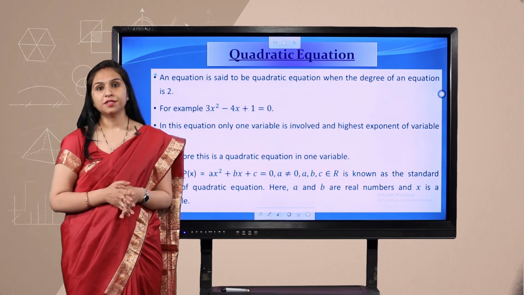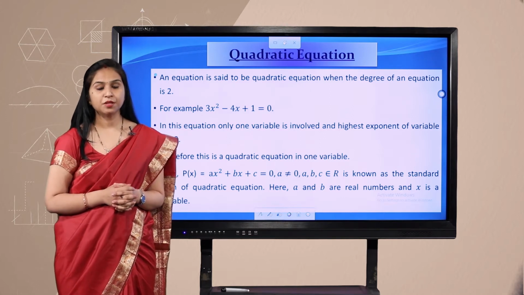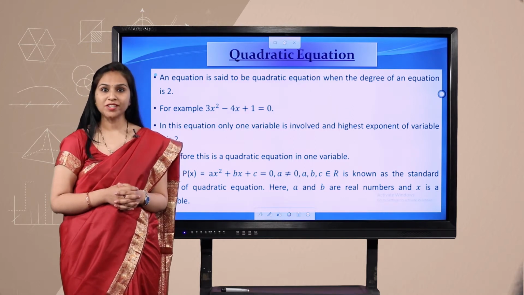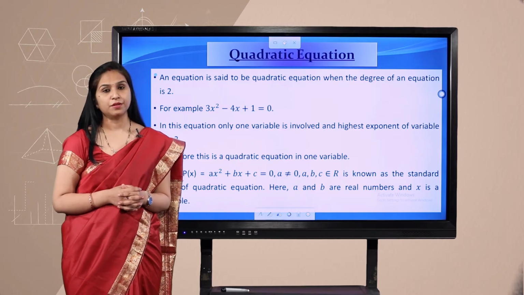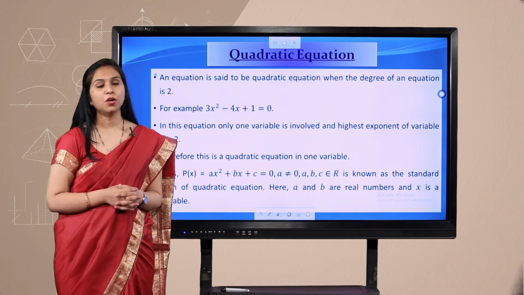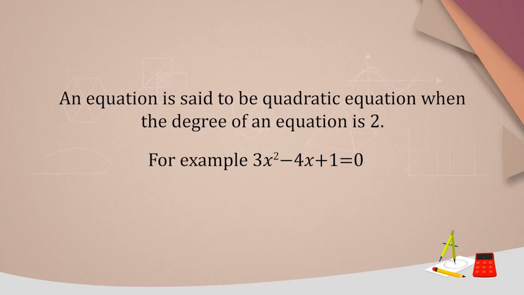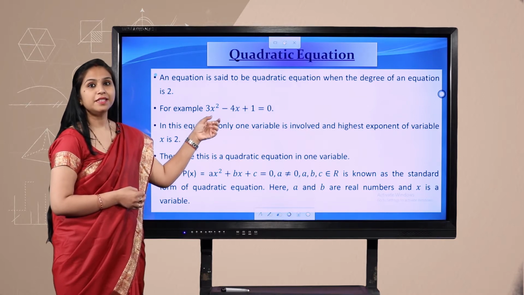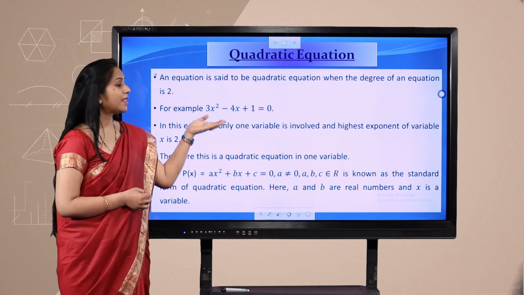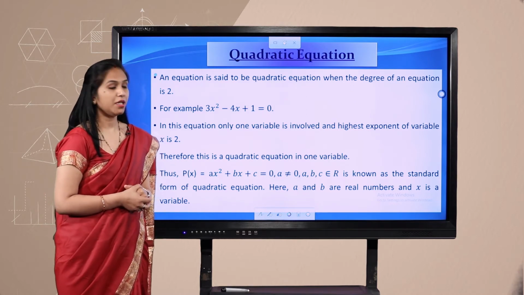Children, we already learnt about quadratic equation in our chapter number 2, polynomials. A quadratic equation is an equation in variable x where the degree of the equation is 2. When the highest power of the equation is 2, it is said to be a quadratic equation. For example, I have written an example here: 3x square minus 4x plus 1 is equal to 0. You can see here the degree of the variable x is 2, that is why this is said to be a quadratic equation.